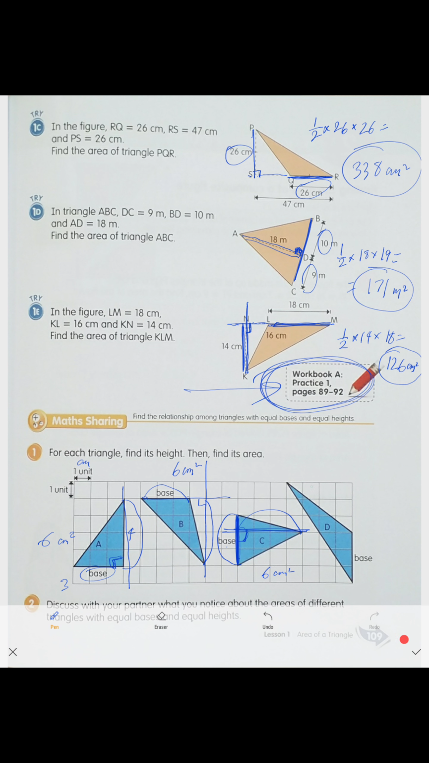Right. Last one. This is our base. We extrapolate it, right? We put the perpendicular line to it. This is our height. Our height is 4, our base is 3, again 12, and divide by 2, 6 centimeters squared. Discuss with your partner what you noticed about the areas of different triangles with equal bases and equal heights. Yeah, find your partner and discuss it.